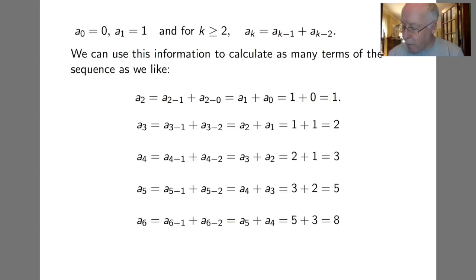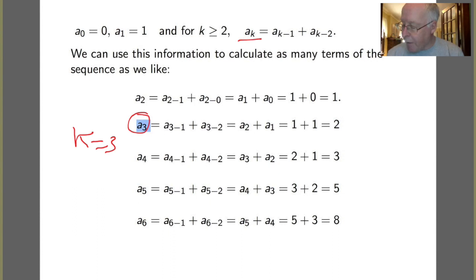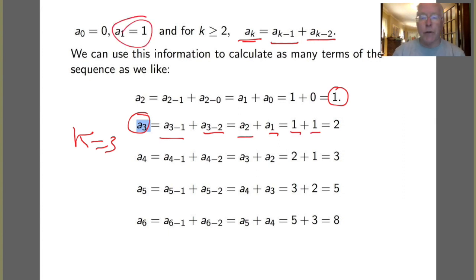For example, for a sub 3, up here, we take k equal 3 in this formula, and then the 3 minus 1 turns out to be 2, and the 3 minus 2 turns out to be 1, so a3 is a2 plus a1. We found those earlier. A2 was taken to be 1, and a1 was defined to be 1, and so we get 2.